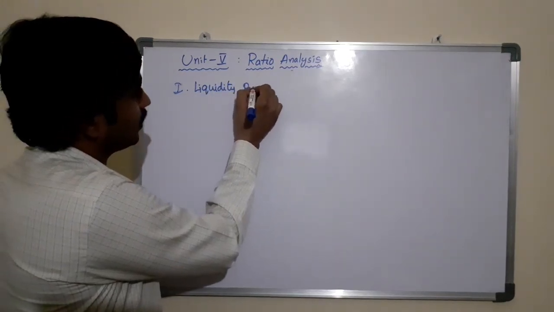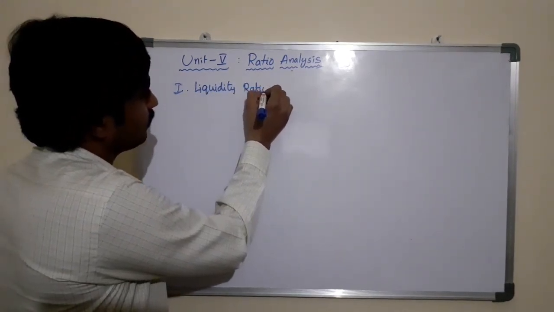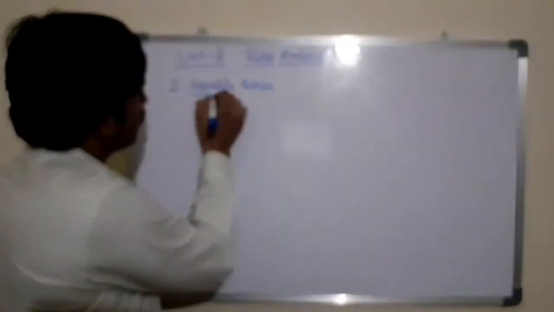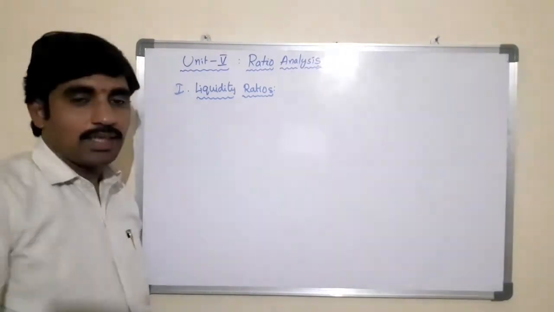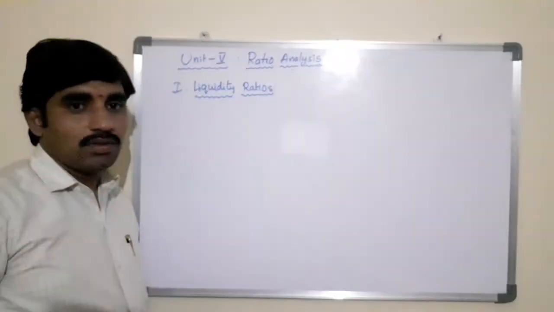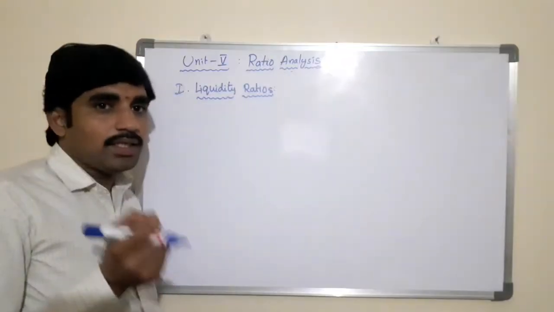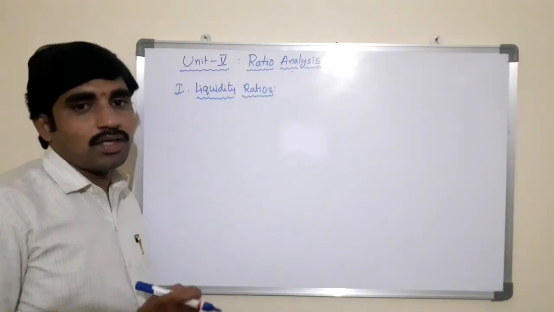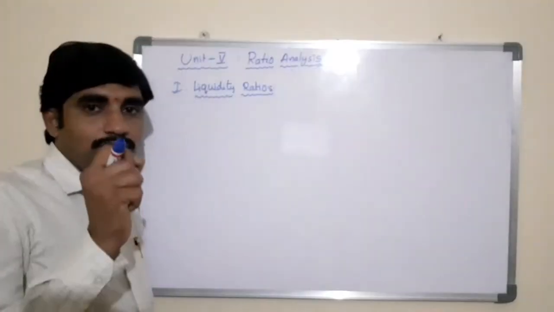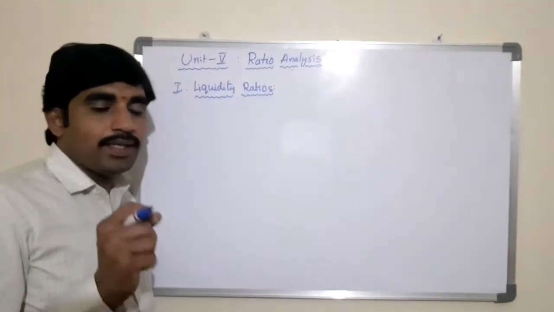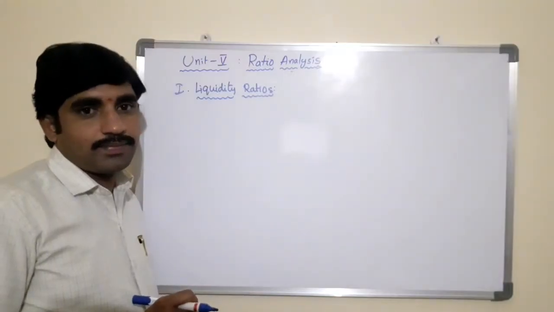Liquidity ratios. So before discussing the different types of liquidity ratios, understand what a liquidity ratio is. Liquidity ratios are calculated to measure the short-term financial soundness of the business. Here, the ratio assesses the capacity of the company to repay its short-term liabilities.